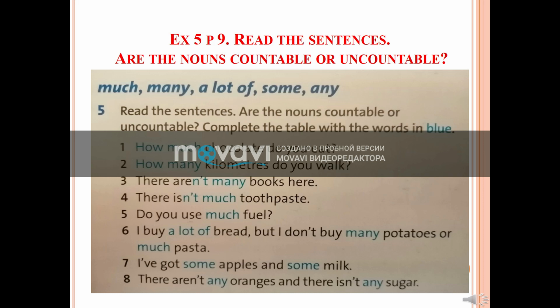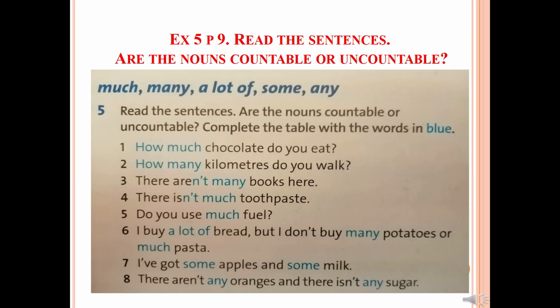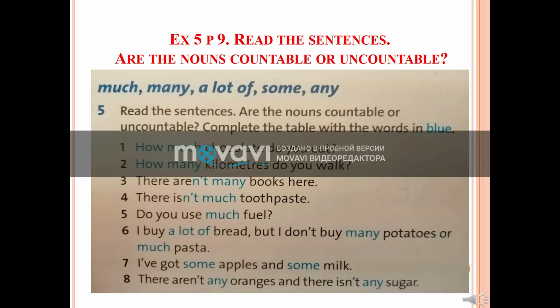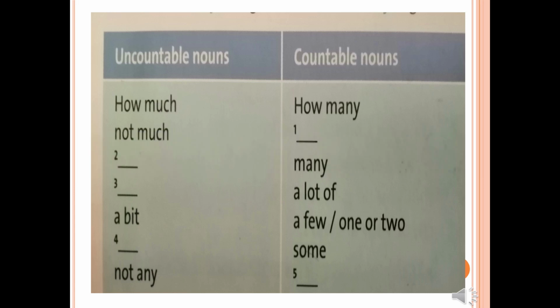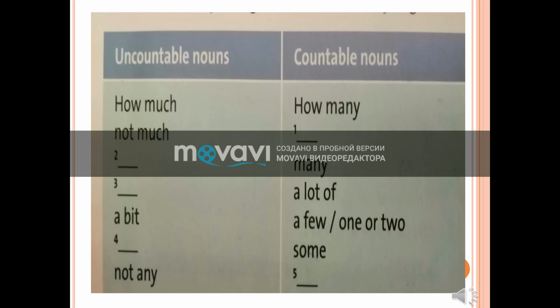Open your books at page 9, exercise 5. Read the sentences. Are the nouns countable or uncountable? Use much, many, a lot of, some, any. For example, how much chocolate do you eat? Complete the table with the words in blue. For example, uncountable nouns, we use how much or not much. With countable nouns, we use how many, not many.